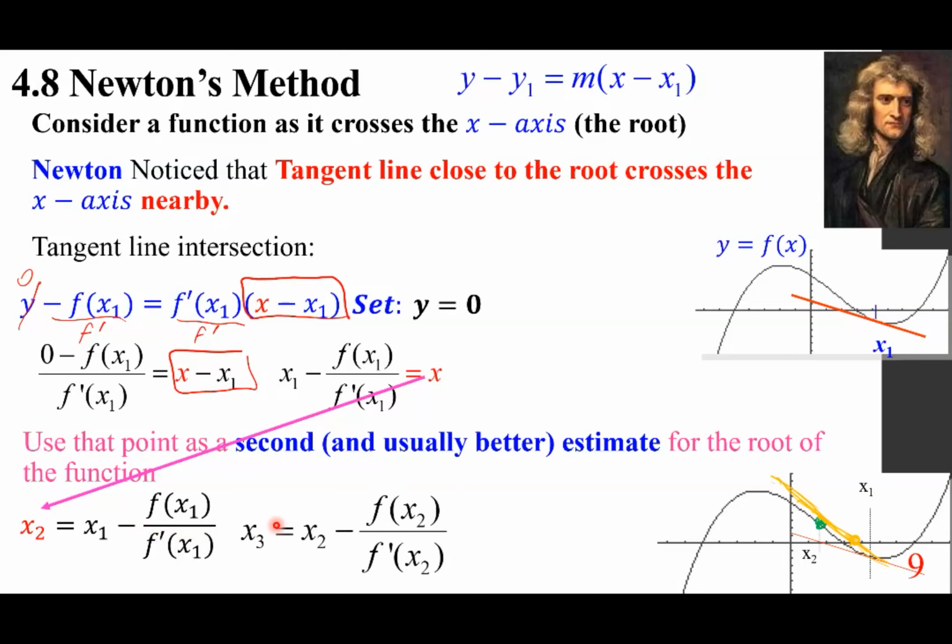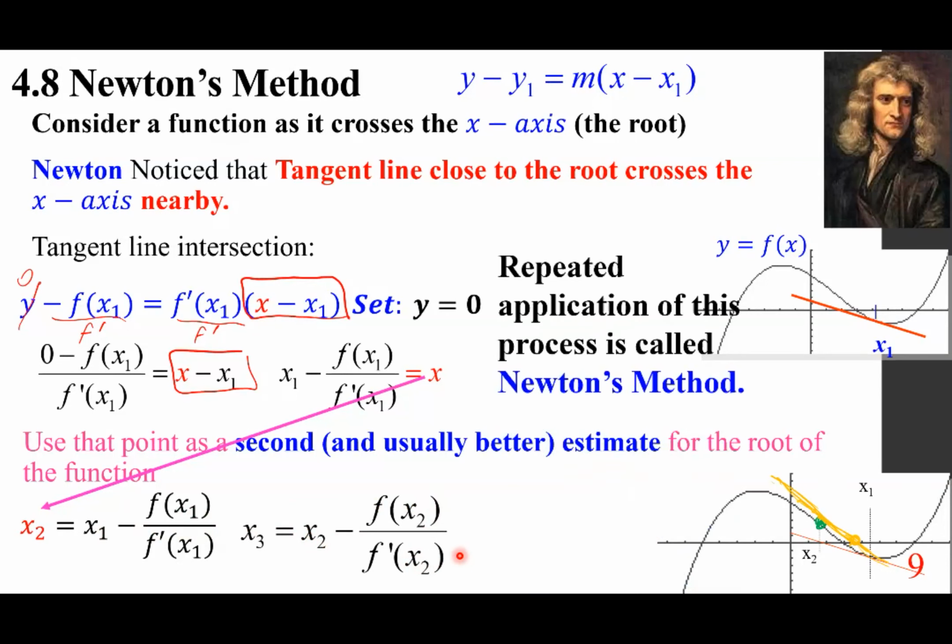For x sub 3, you replace x sub 1 with x sub 2. So this is f of x sub 2 over f prime of x sub 2. And repeated application of this process is called Newton's method. It results in the following: x sub n plus 1 is x sub n minus f of x sub n over f prime of x sub n.